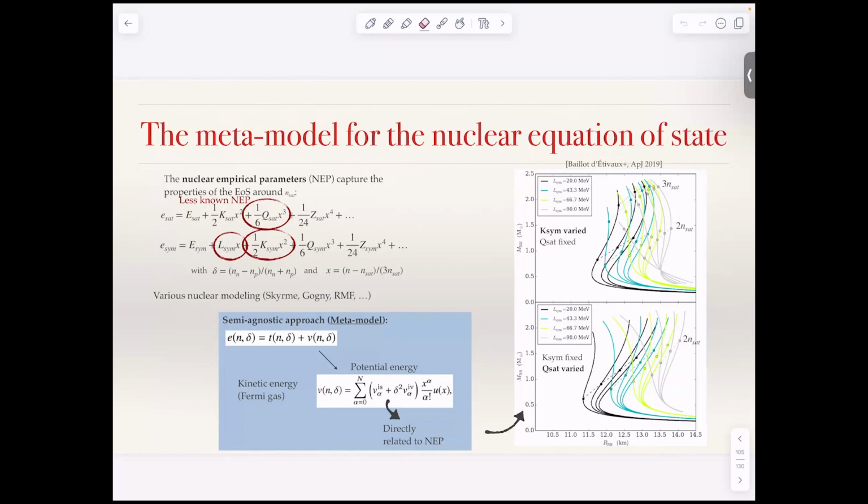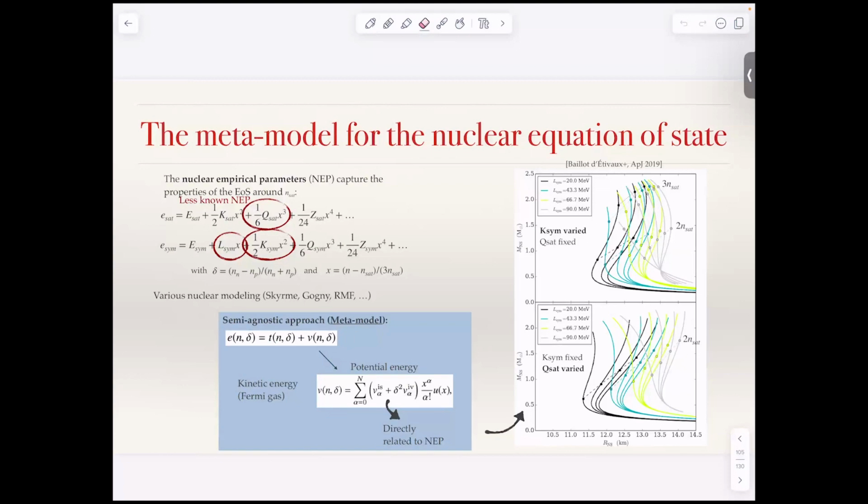Yeah, so the low order ones can be related to these derivatives around saturation density, but the high order one represents something different. But there is no experiment that could tell you what is the third or the fourth order derivative around saturation density.